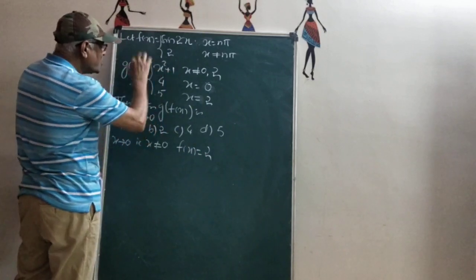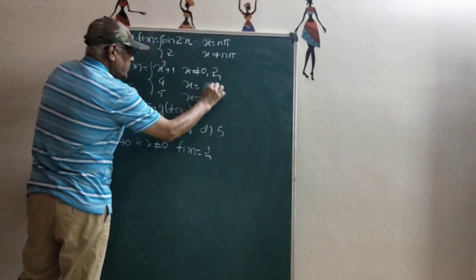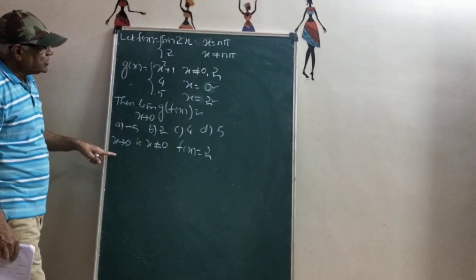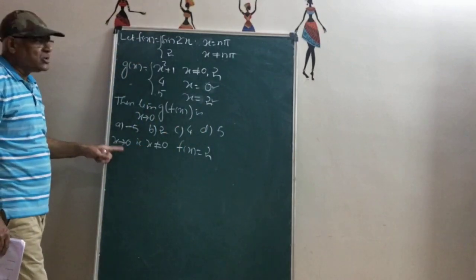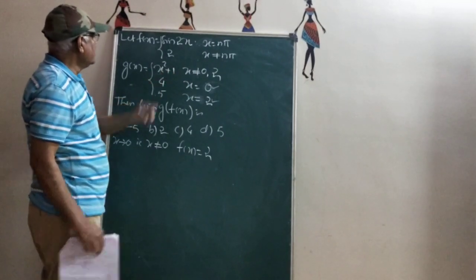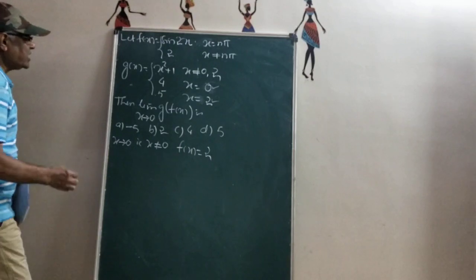So that means to calculate the limit, this is the value if x is equal to 0, and this is the value if x is equal to 2. Now we are going to calculate if x tends to 0, that means x is not equal to 0. What is the function you are going to select here? That is x square plus 1.